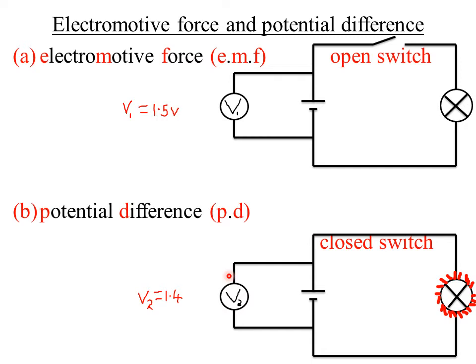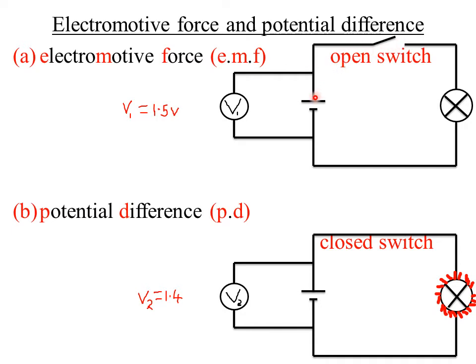So we've just said that you can differentiate between those two in this manner. If you are asked to state the difference between EMF and potential difference, you say one, EMF is the voltage across the terminals of a cell when it is supplying no current, while potential difference is the voltage across the terminals of a cell when it is supplying current to a circuit. Another way of differentiating those two is that you can say electromotive force is the voltage across the terminals of a cell in an open circuit.